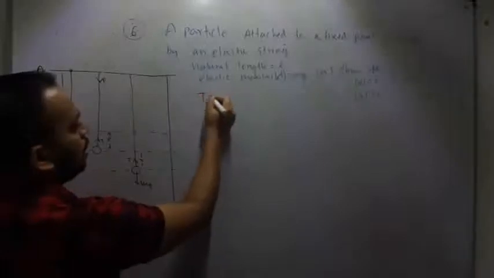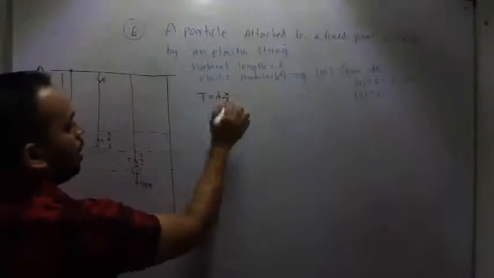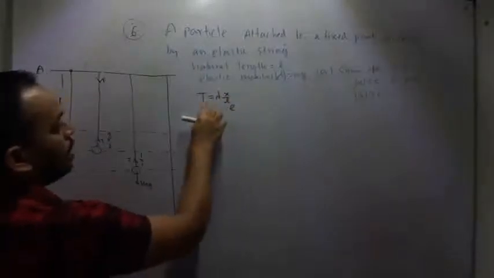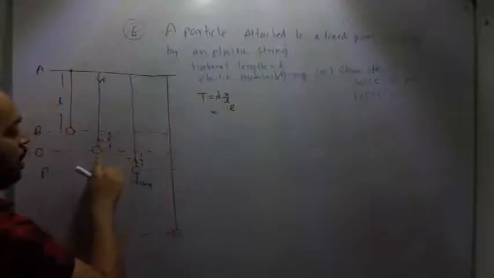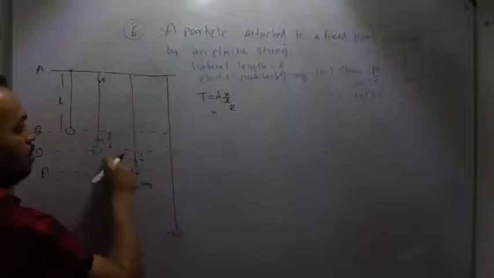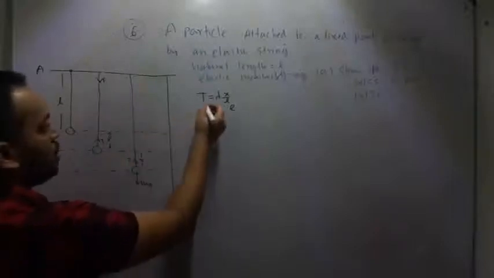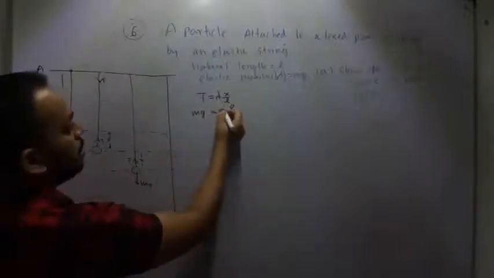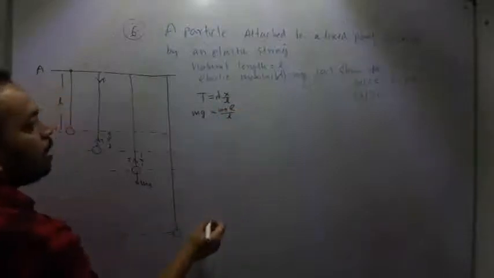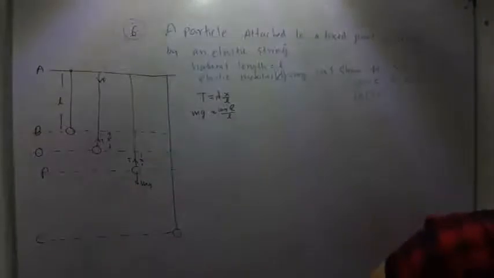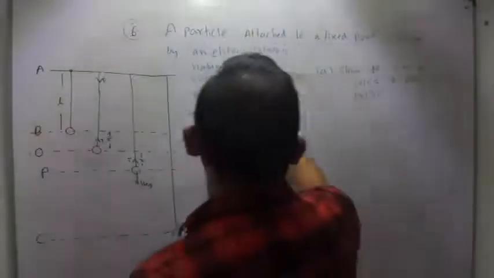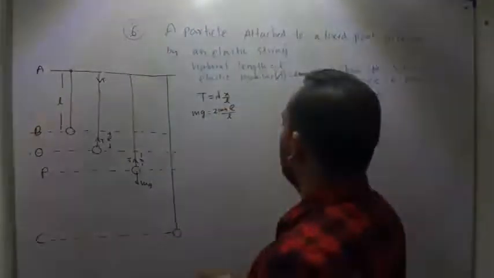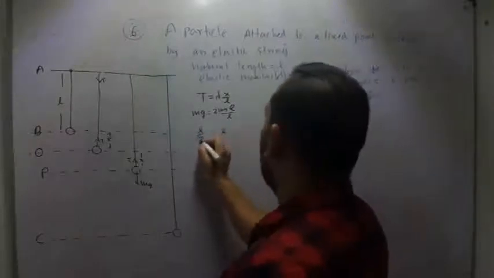Use this formula, T equals lambda x divided by L. Now x is E. Then for the tension, put F equals ma, because then you get T minus mg equals 0. So T becomes mg. T is equal to the weight. Lambda, let's call it 2mg. Yes, let's call it 2mg. Therefore, E would be L by 2.